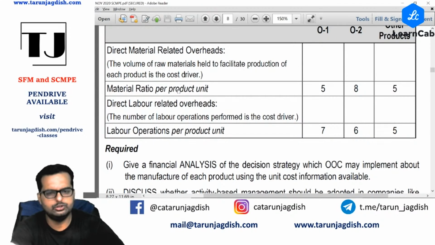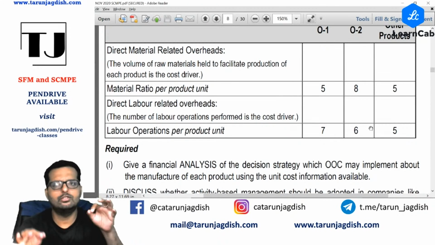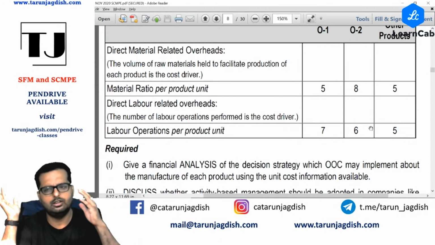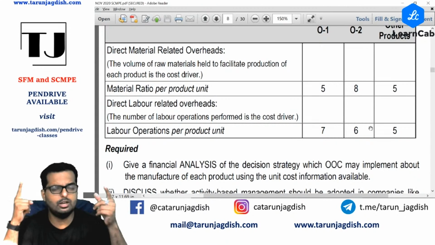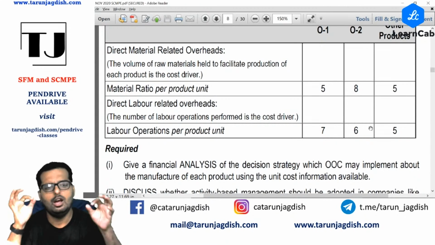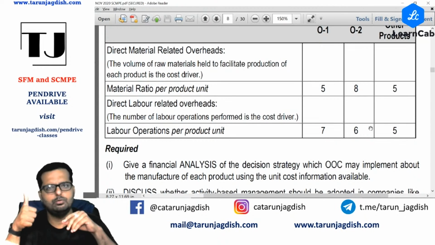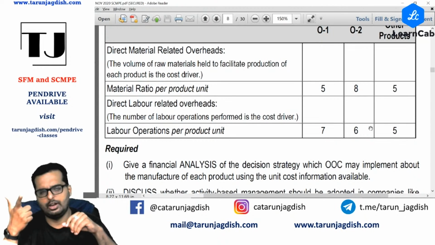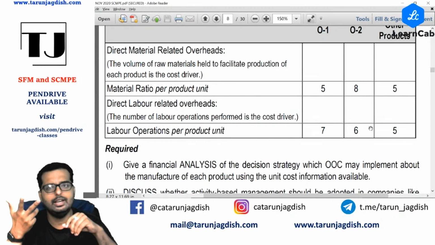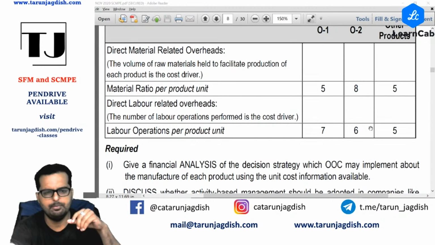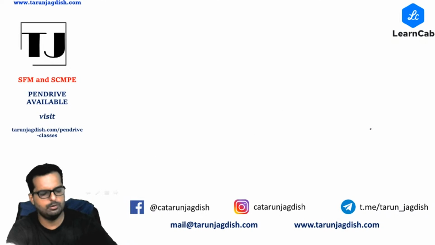Material, they have given a ratio per unit as 585. Labor, they have given the units as 765. So friends, so far they were doing it based on the traditional methods of costing. Now they are going under activity based costing. Under activity based costing, we go by the following steps. Cost pool, then we go by cost driver, then we go by ABC rate, and finally apportionment. Okay. So here step number 1 would be cost pool.